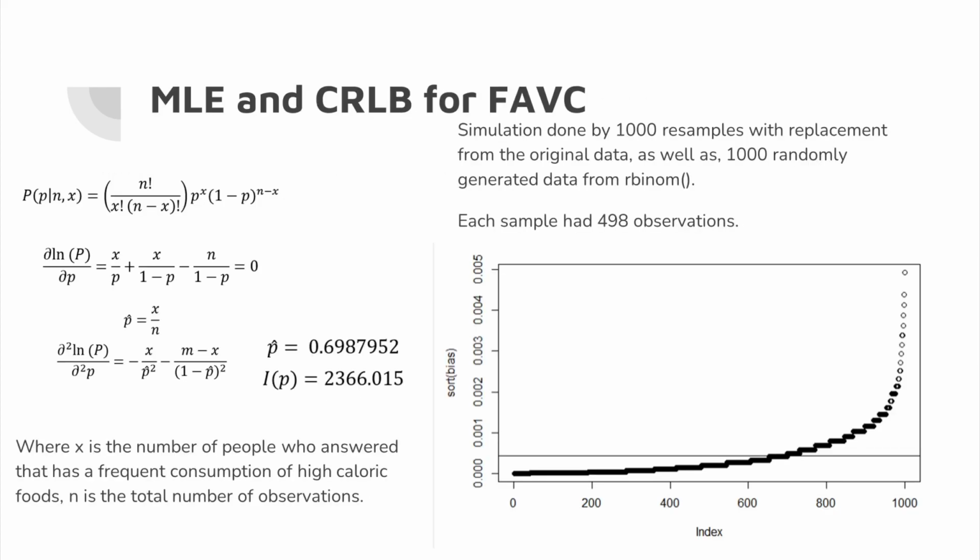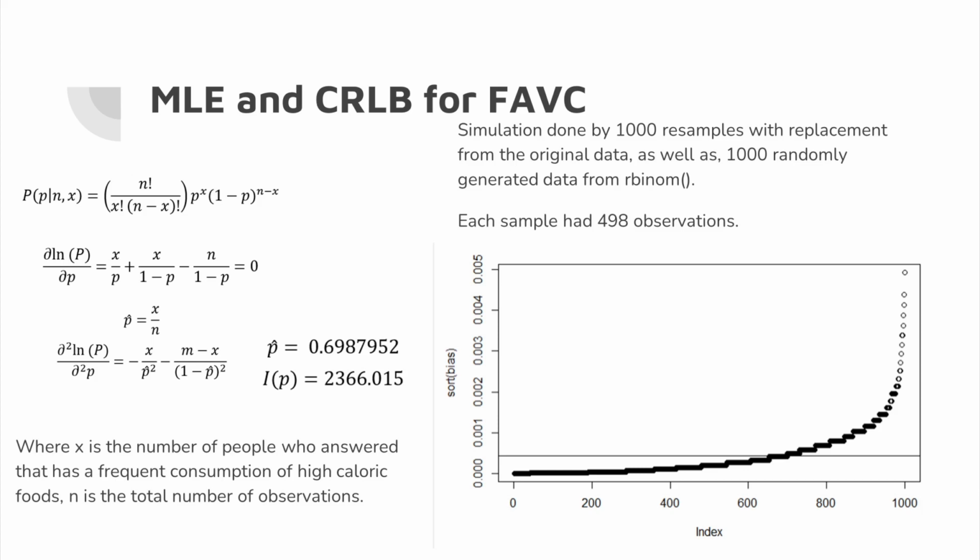Taking into account the probability function for a binomial distribution on the top left, where n is the total number of observations and x is the number of people who answer that they have a frequent consumption of high-caloric foods, we can differentiate the natural logarithm of that function and compute that the estimated proportion is 0.69. Then we can calculate the Hessian, which results in 2,366.